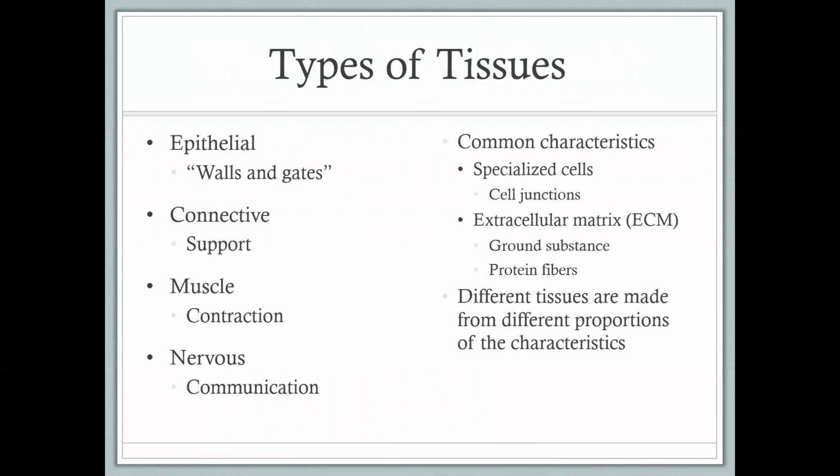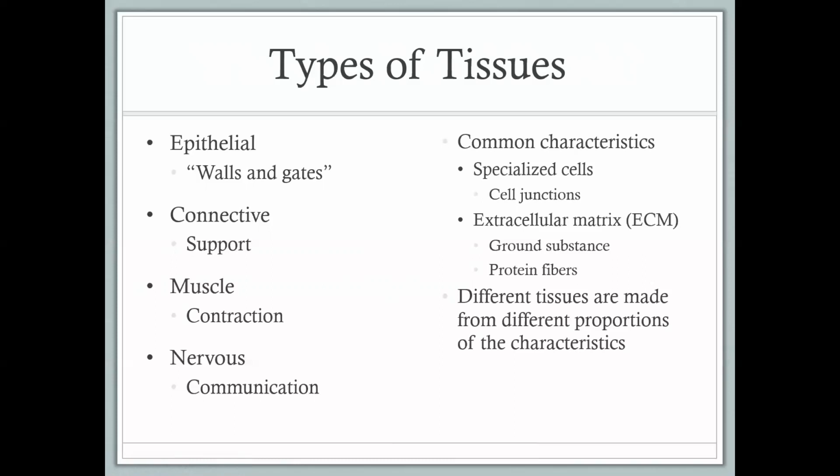All tissues contain specialized cells. If you are a tissue, by definition, you are a group of cells working together. And then different specialized cells have specific cell junctions for different functions or specific functions. So all tissues have specialized cells, and they have extracellular matrix, abbreviated ECM. And the ECM has 2 components: ground substance and protein fiber.